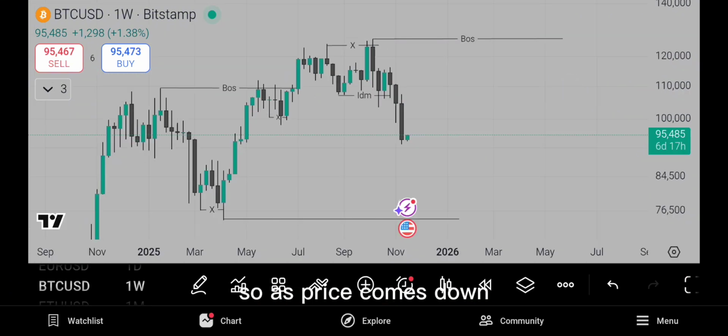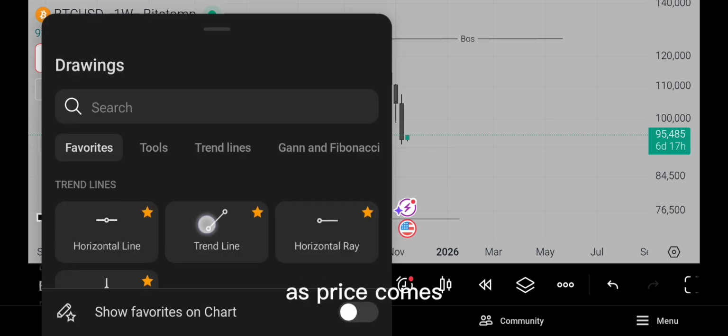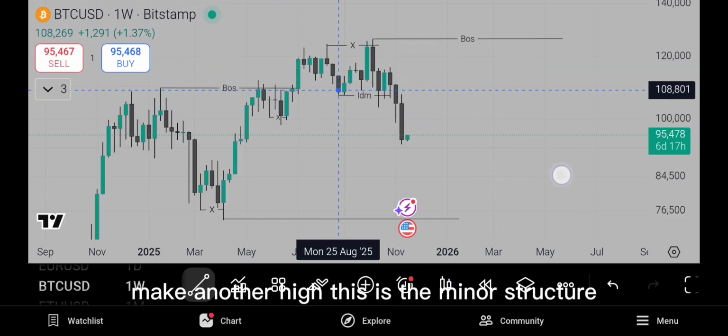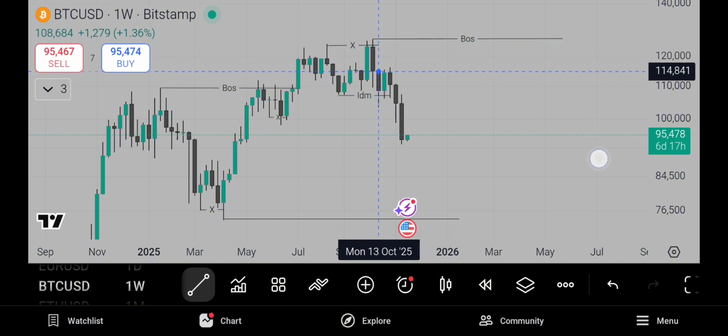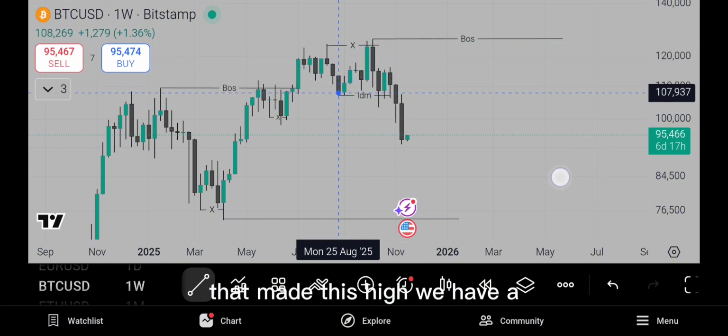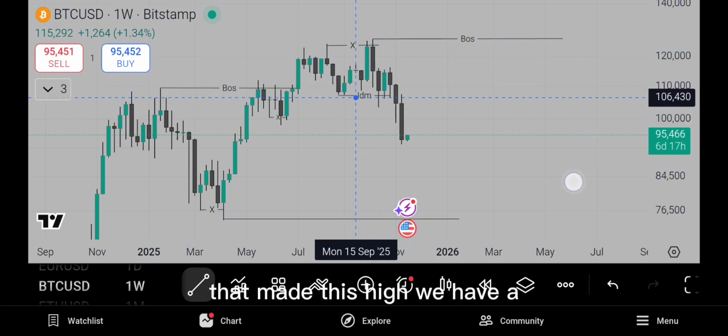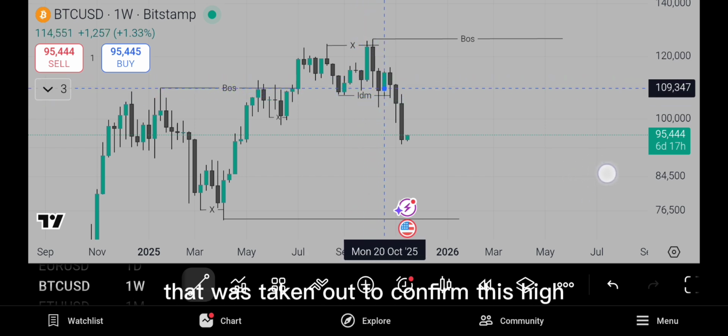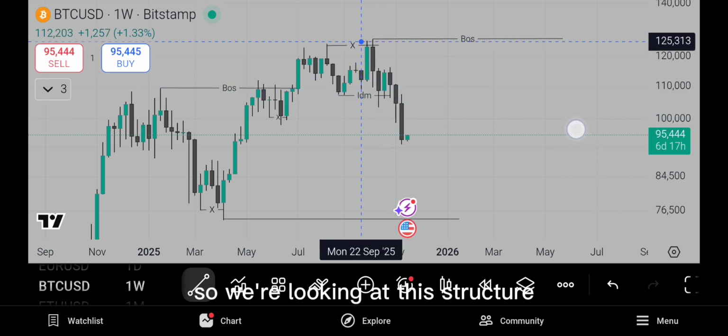As price goes up, it makes another high. This is the minor structure. It comes down to take out this last low that made this high. Some call it market structure shift, some call it the inducement that was taken out to confirm this high. So we're looking at this structure.